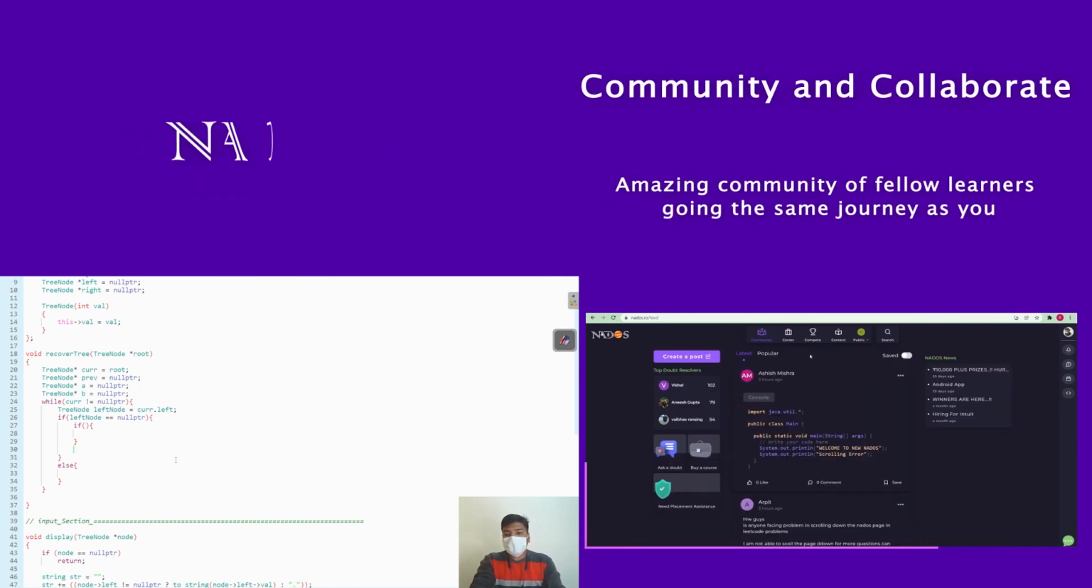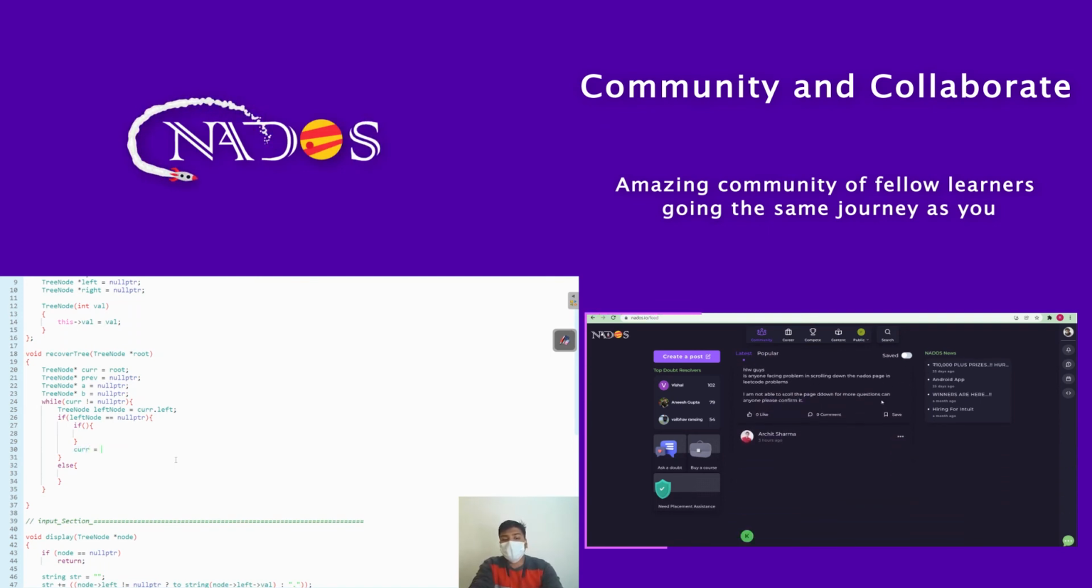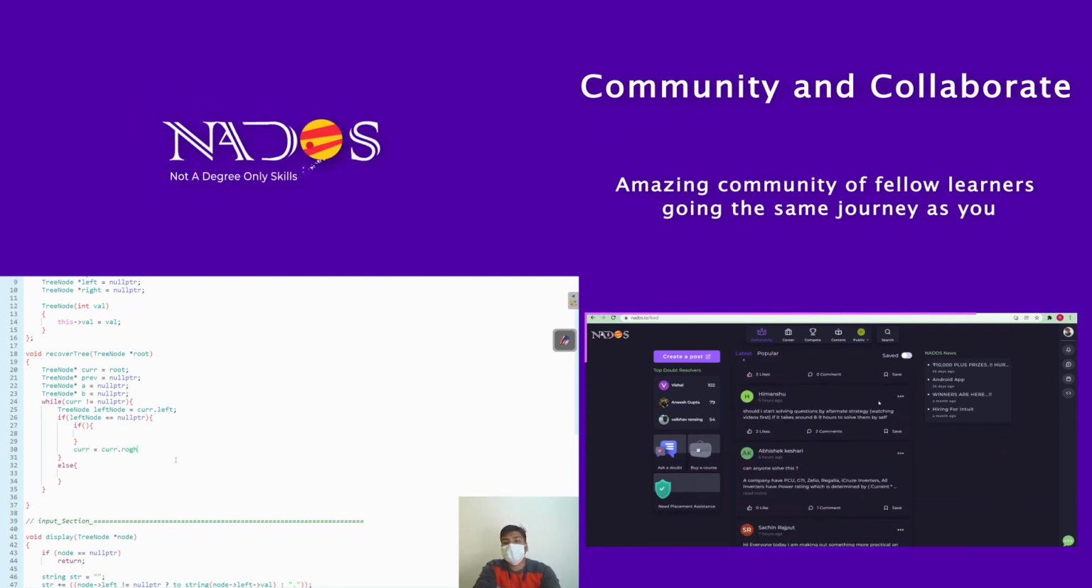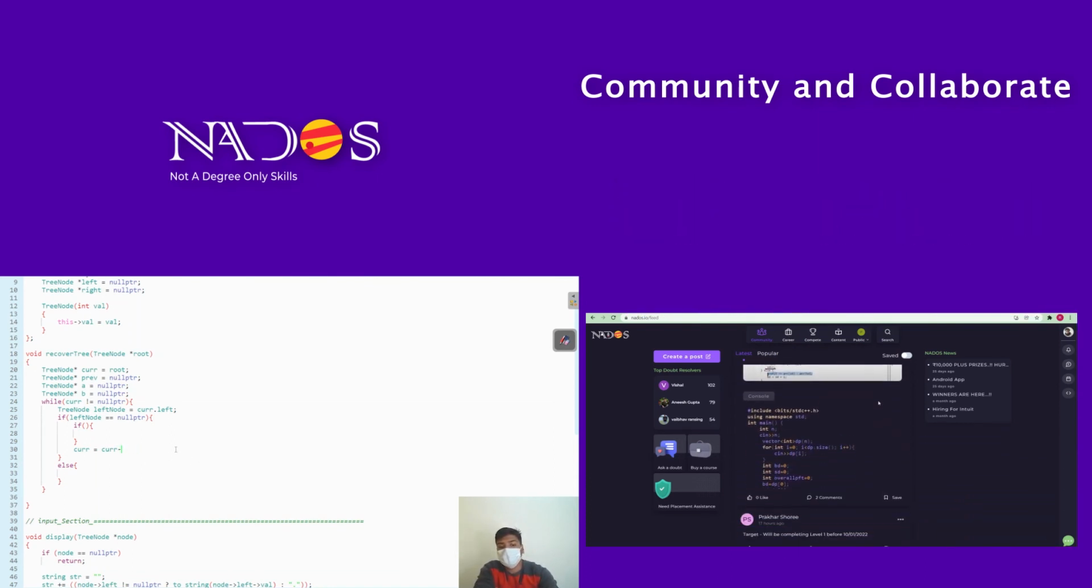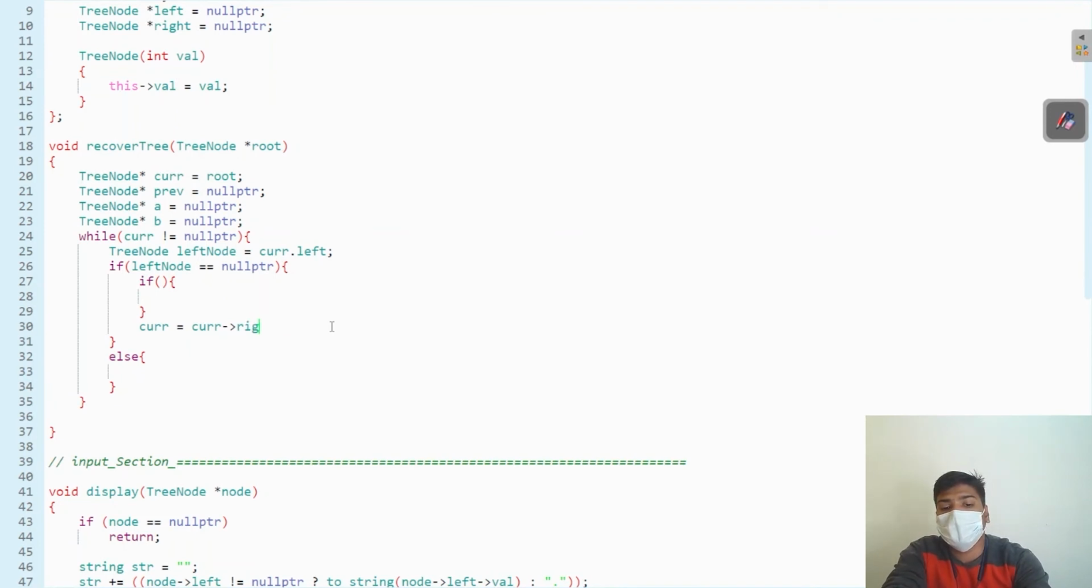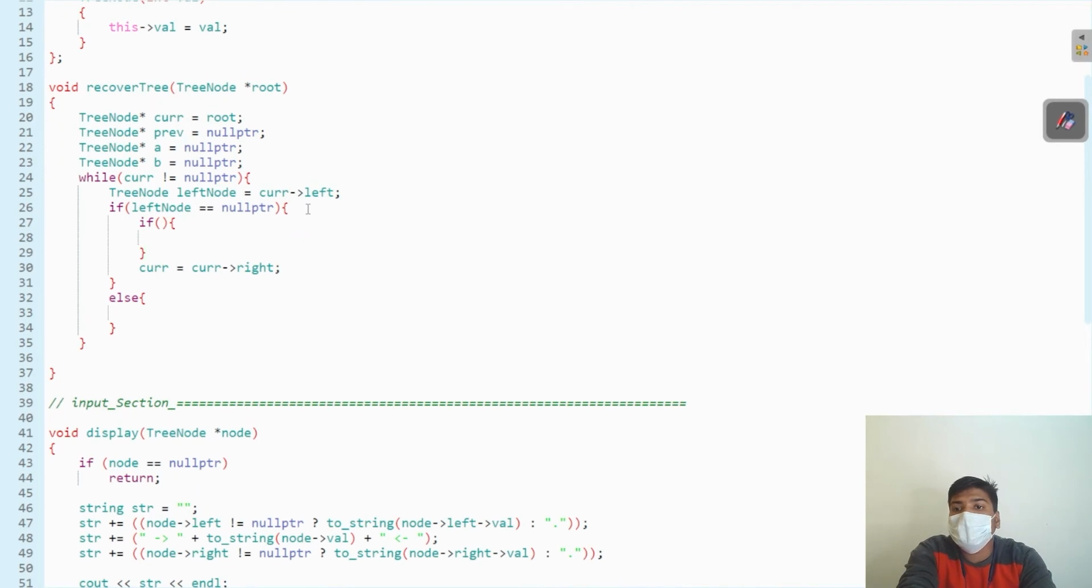So let us do the work which we used to do here. Current will move to current dot right here first of all. And the other thing is we used to get the in order from here, so current will move to current arrow left. Okay, and anything else? I hope everything is correct. Tree node star left node.